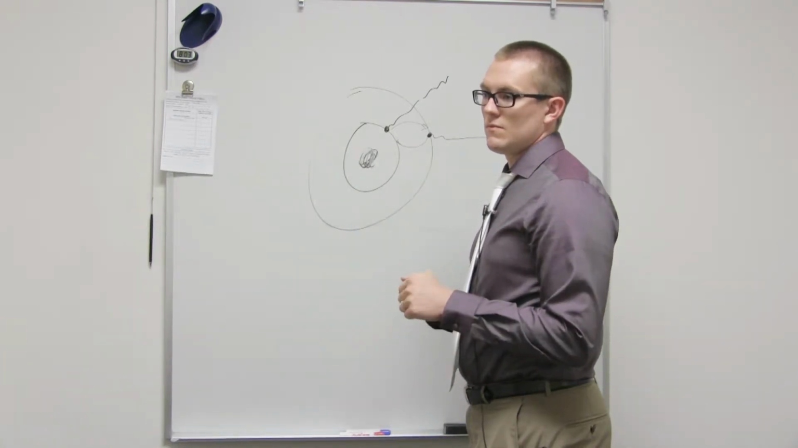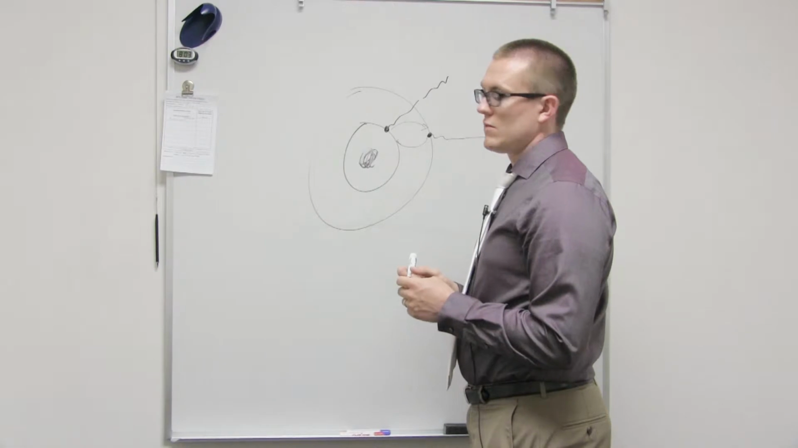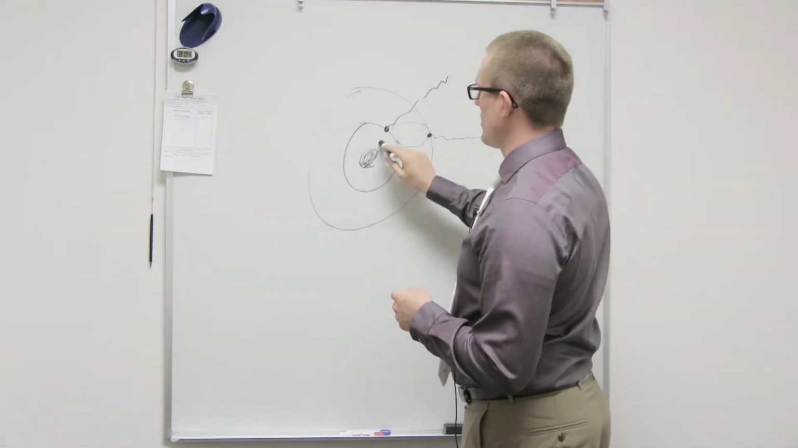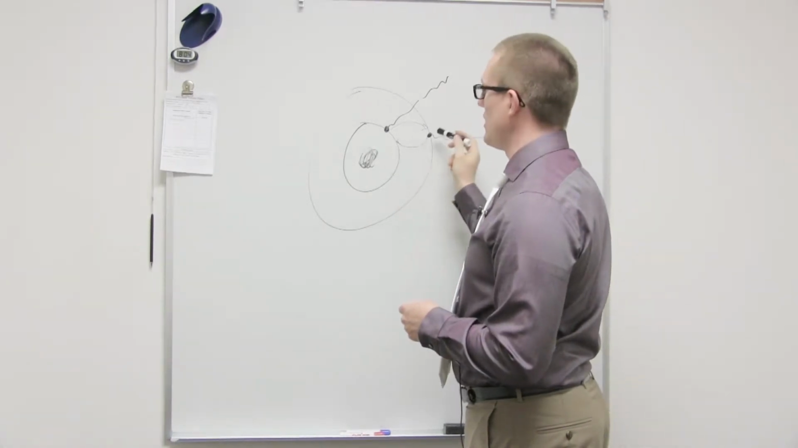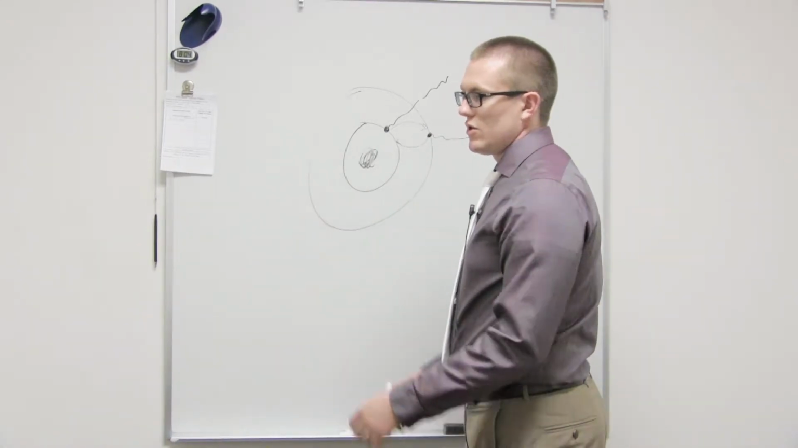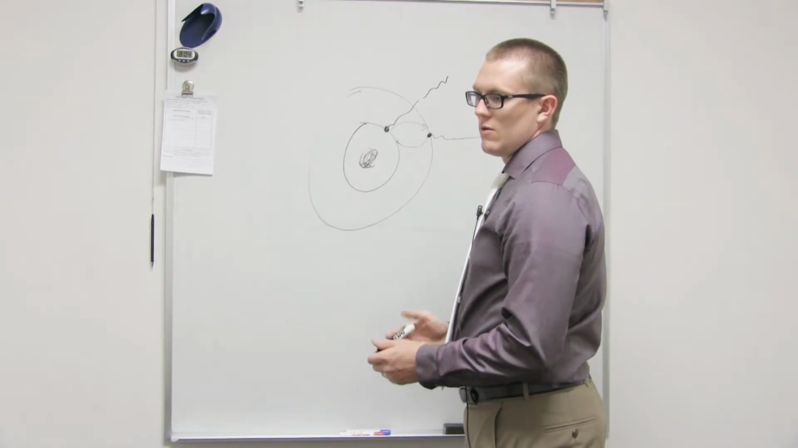So emission is going from, okay. So absorption comes when it absorbs energy and moves up, and then emission is when it goes down. It emits that energy again to go to a more stable state.